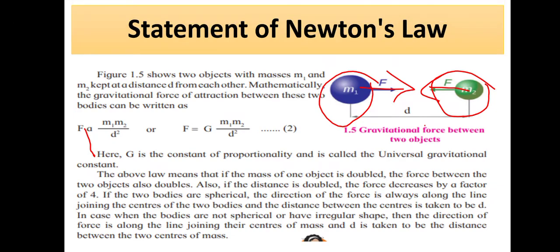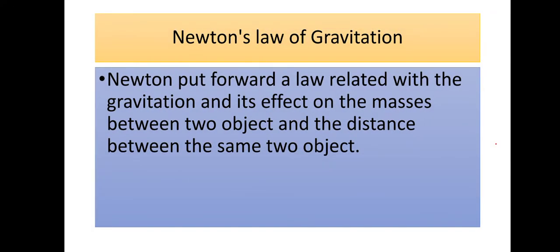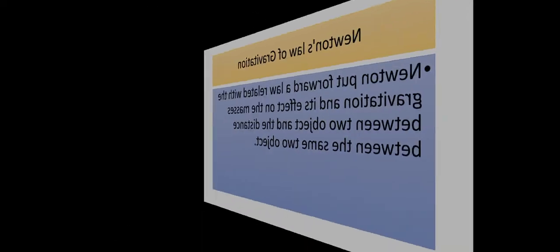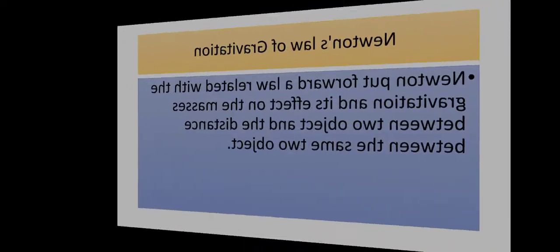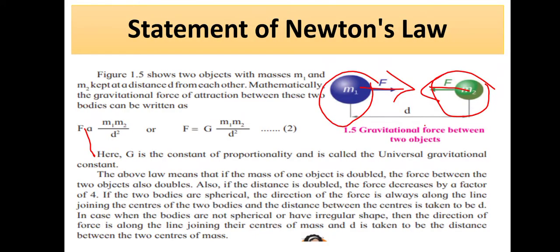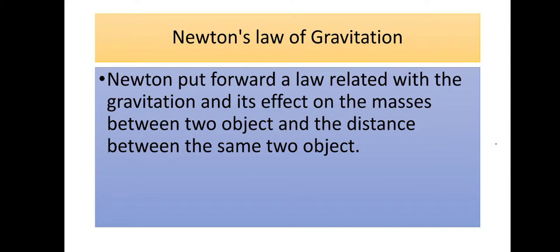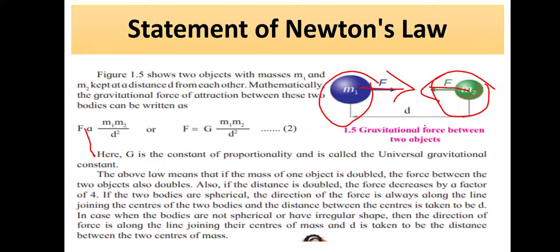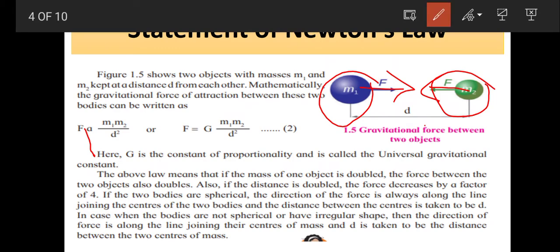The statement of this Newton's law says that two objects having the masses m1 and m2, which are kept separated from each other by a distance d, experience a force, and that force is called the gravitational force.